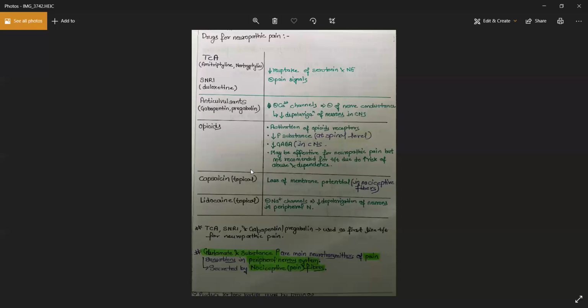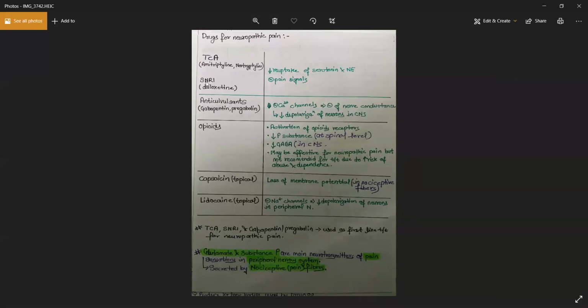Then you have capsaicin, which is a topical use. If the patient does not want to use any oral therapy or any IV therapy, you can give the patient capsaicin cream, which is a topical therapy, and it will cause the loss of membrane potential. It will work on the nociceptive fibers, and these fibers are responsible for the pain in your periphery. Then you have lidocaine. You guys already know, it's a topical anesthetic that will inhibit the sodium channels. So it decreases the depolarization of the neurons in the peripheral nerves.